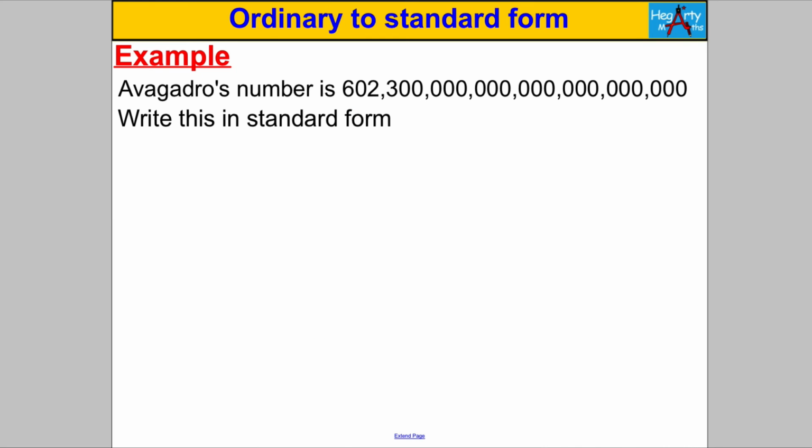Now, Avogadro's number is an important number in chemistry. See if you can write that in standard form. Pause the video and have a go. So what I do is I write all the digits down until the zeros start, so 6, 0, 2, 3. Where do I put my decimal point? It has to go here because that number's got to be between 1 and 10, times 10 to the power of, now I count how many digits after the first one, 1, 2, 5, 8, 11, 14, 17, 20 and 23. There you go, Avogadro's number in standard form.